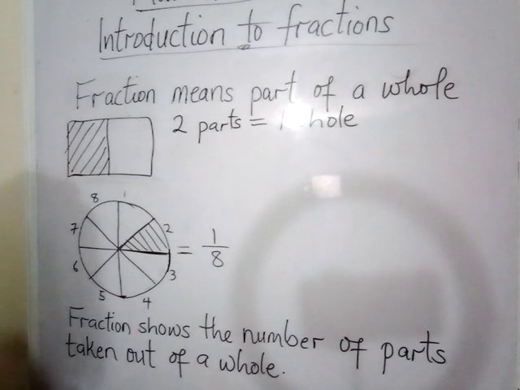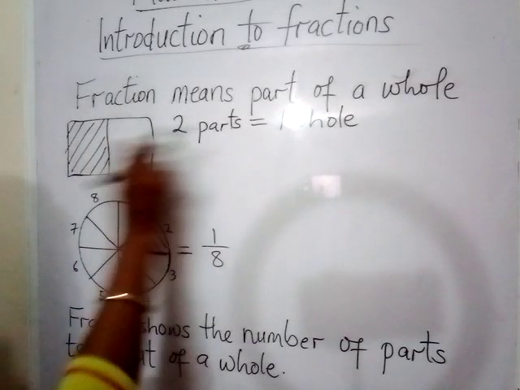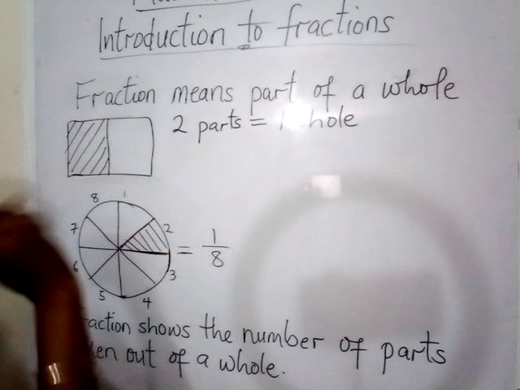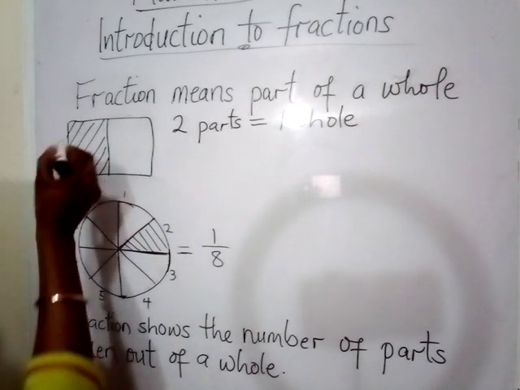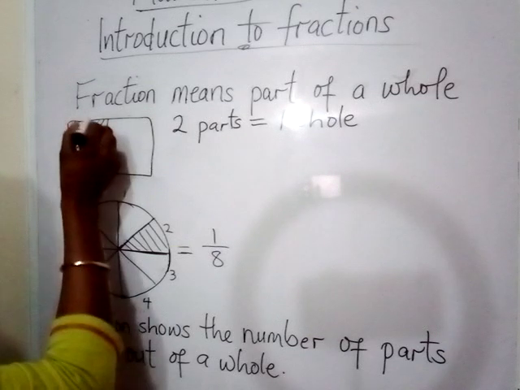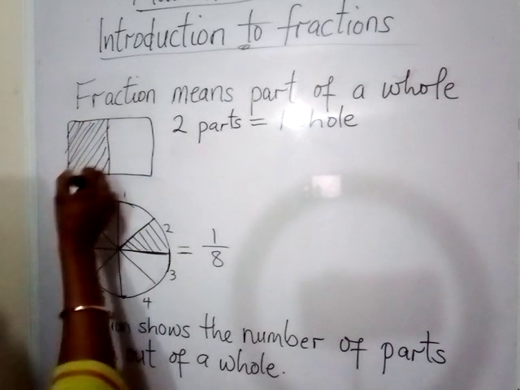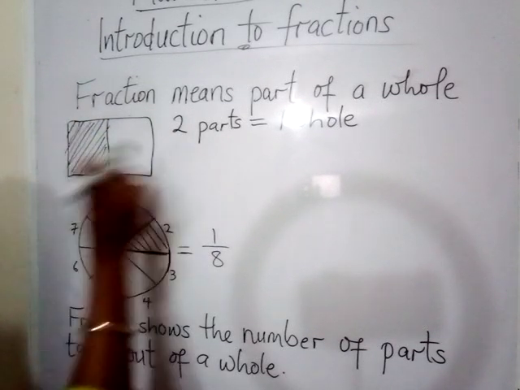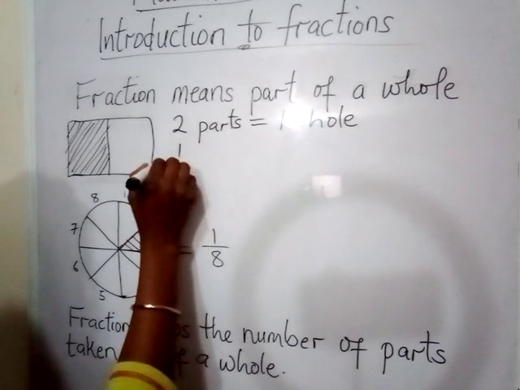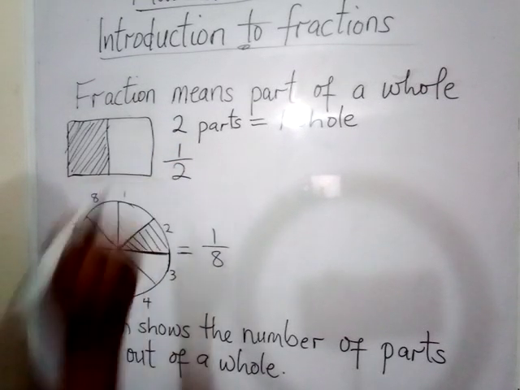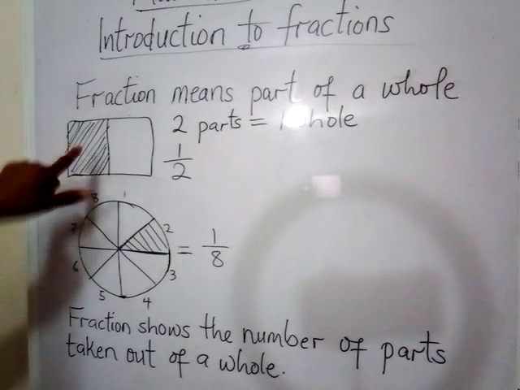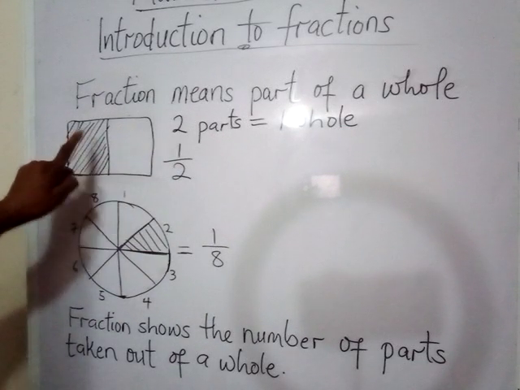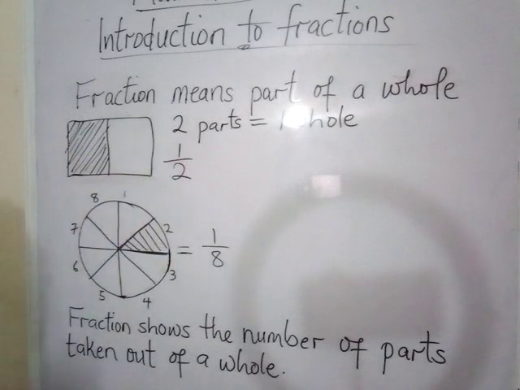Now try and get where we are going. These two parts that it has been shared into, none of them is complete. None of them is one whole. If you want to show this shaded part, for instance, you cannot call this shaded part one. This shaded part is one part out of two parts. The shaded part is one part out of the two parts.